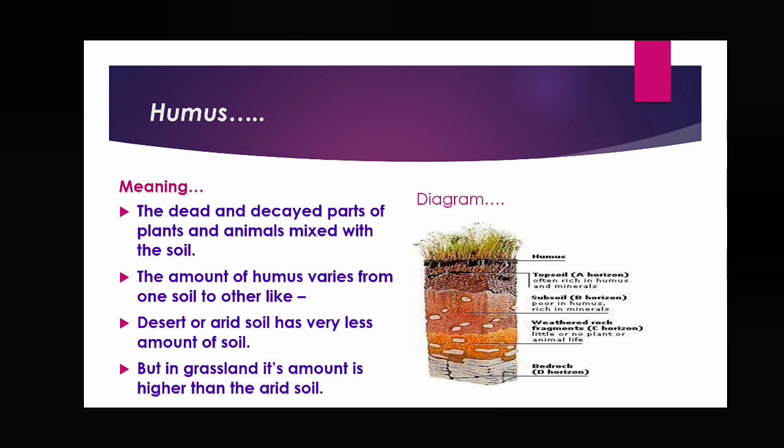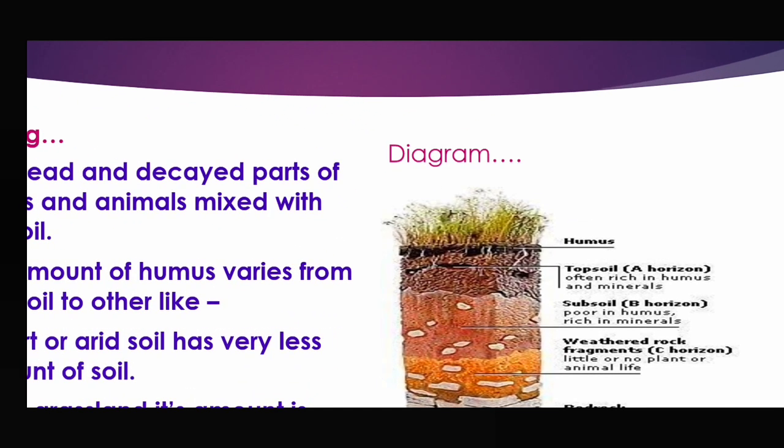If you see a desert, the number of plants and animals is less, that's why the amount of humus is also less. But when you go to the grassland, the land which is covered by grasses, there the amount of humus is more than in arid or desert soil. And humus is mainly found where? In the topsoil, because there the plants and animals are growing.